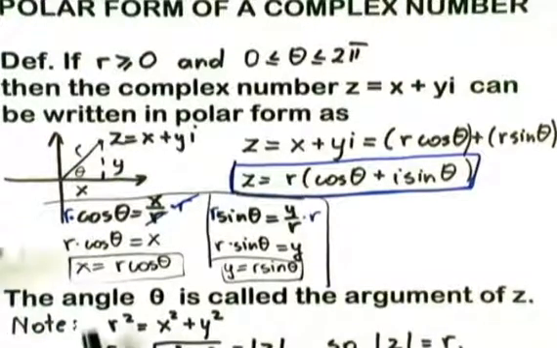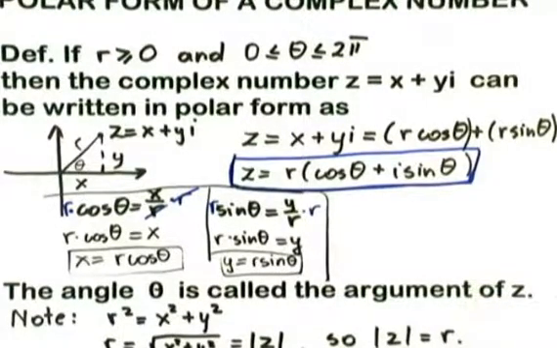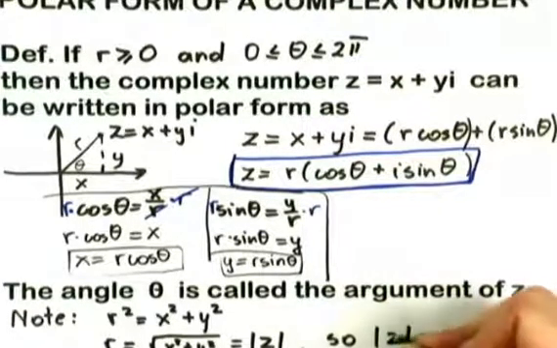And we know that we can use the Pythagorean theorem. r squared is equal to x squared plus y squared. Therefore r is equal to the square root of x squared plus y squared, which is nothing else but the distance. So the distance of the complex number is nothing else but r. This is my z.